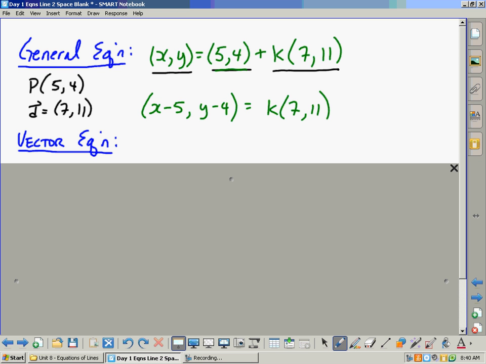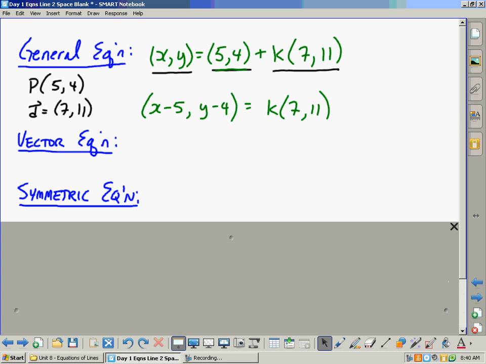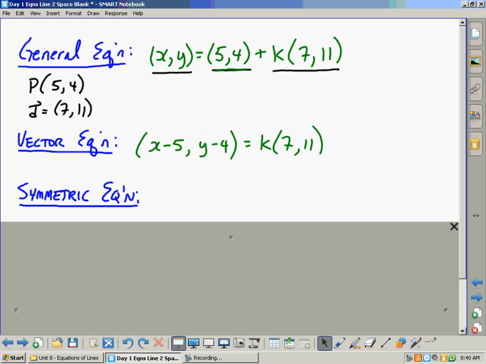This is just another version of the equation of the line. And it describes how if you take the point that you're on the line and subtract 5 and subtract 4, you'll always get either (7, 11) or some scalar multiple of (7, 11). All right, so that's the vector equation. I don't know why I wrote it up so high. There we go.